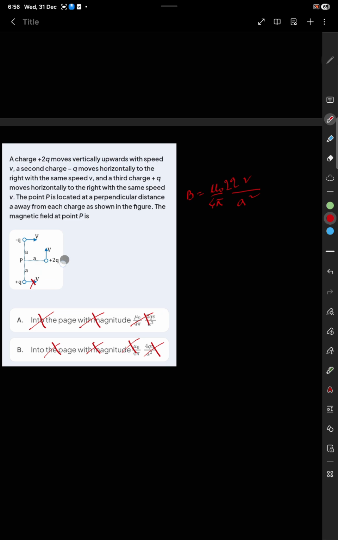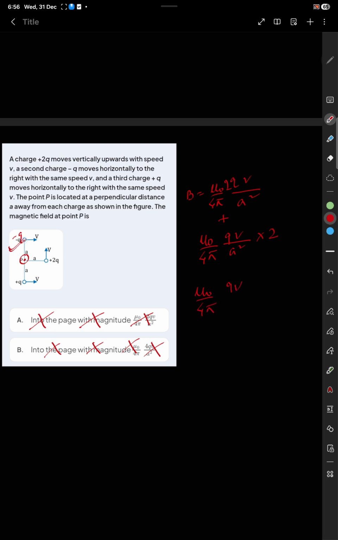Oh sorry, this charge is given minus q, so if it was plus q, then that would have been in downward direction, but it is minus q, so this will be in upward direction. So for these two charges also you will get the same direction, so mu naught by 4 pi q into v by a square for both the charges, so there will be into 2. So just add up these things, because for all the charges this will be in upward direction only.